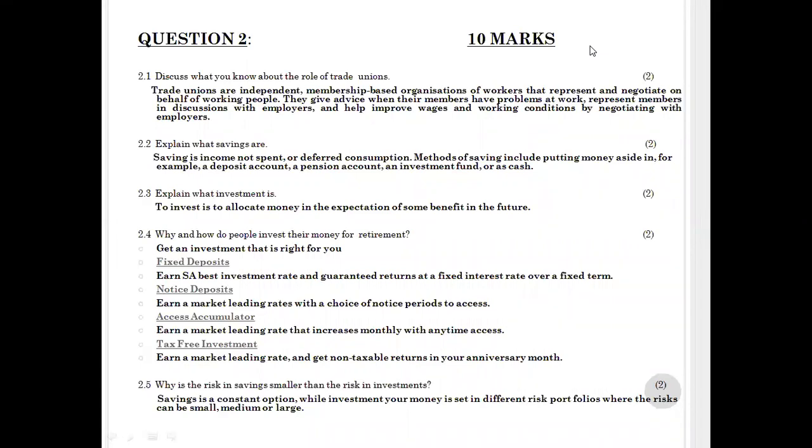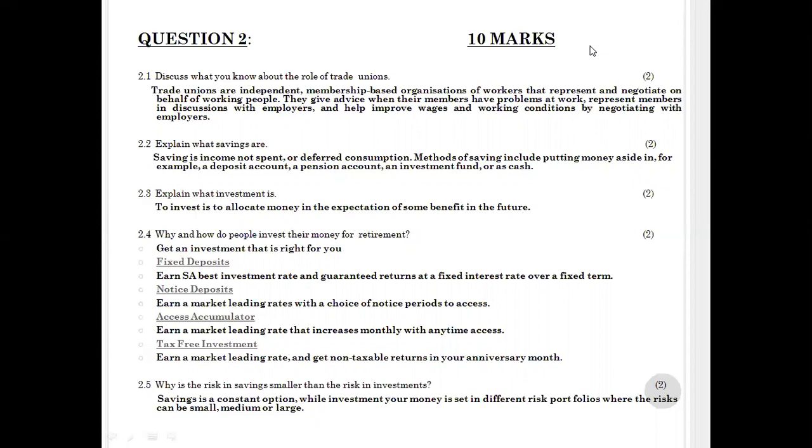Okay, if you have said something like, with savings, normally it is smaller amounts that you save than what you put into an investment, because then the risk will be smaller with savings because it's a smaller amount. You can give yourself 1 mark there. And then if you have mentioned that the investment is happening in different risk profiles of small, medium, and large, then you can give yourself another mark there.